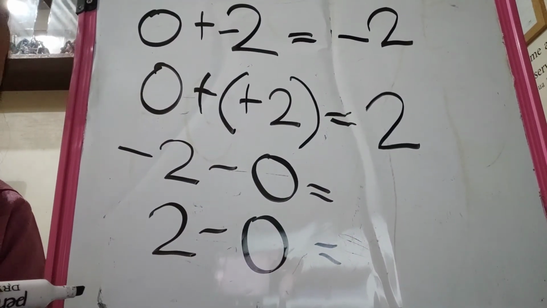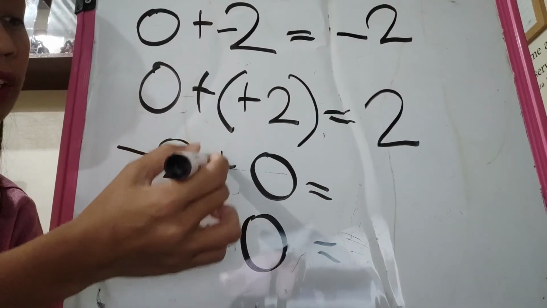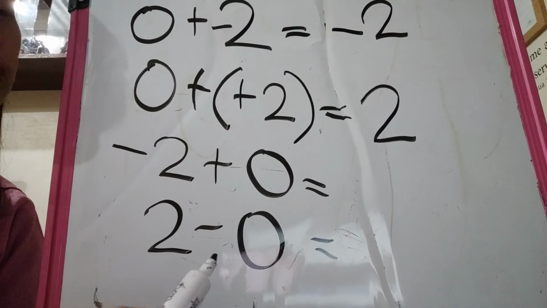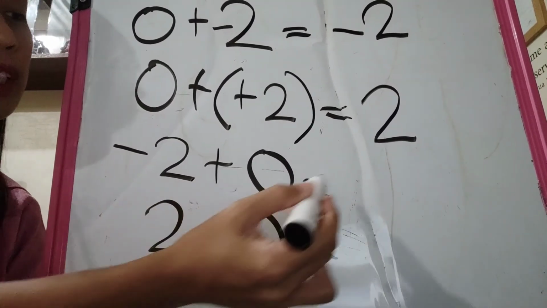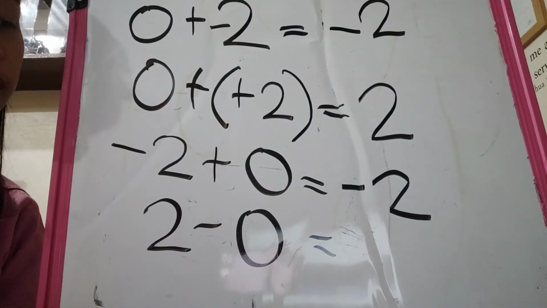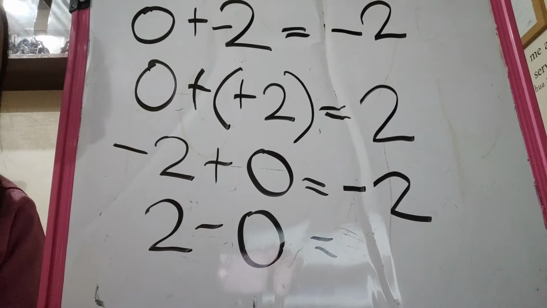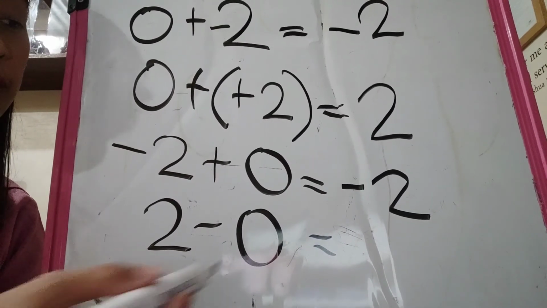Next, we have negative 2 minus 0. So change the sign to addition. But there are no negative zeros. So this will be negative 2 plus 0, which is simply negative 2. And lastly, we have 2 minus 0. It's simply 2.